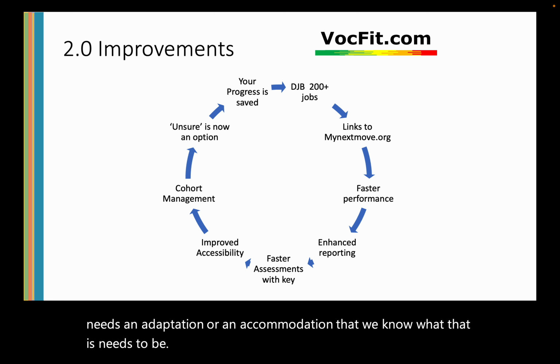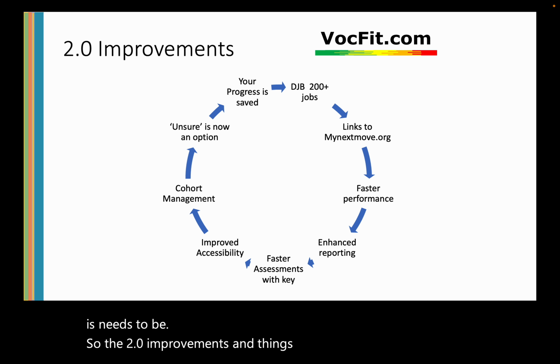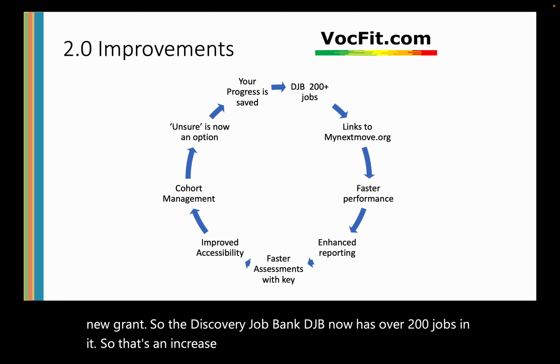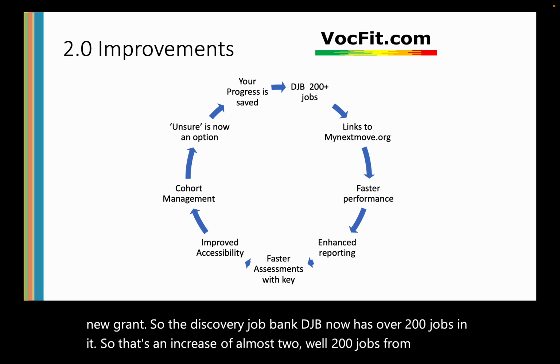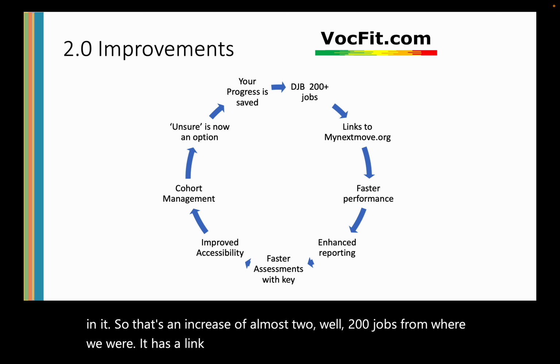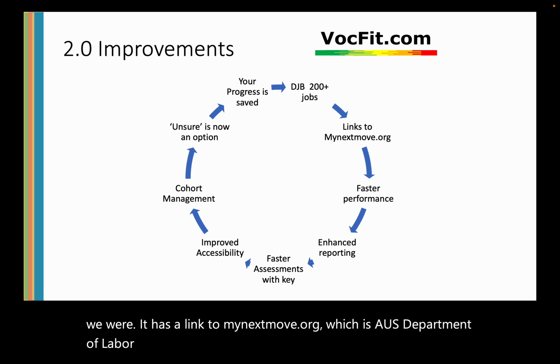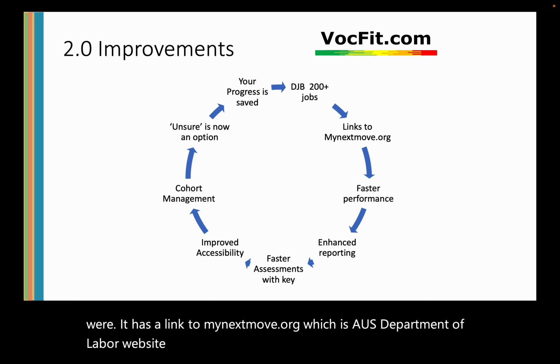So the 2.0 improvements and things that have happened with this new grant. So the Discovery Job Bank, DJB, now has over 200 jobs in it. So that's an increase of almost 200 jobs from where we were. It has a link to mynextmove.org, which is a U.S. Department of Labor website that links to all jobs in the economy.